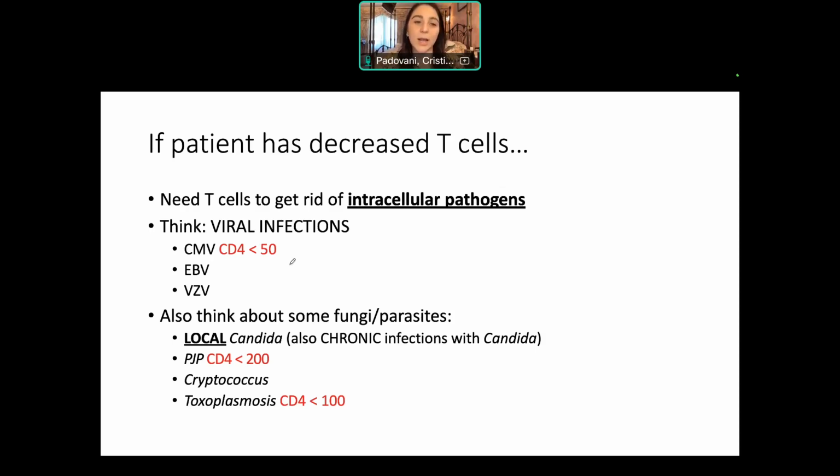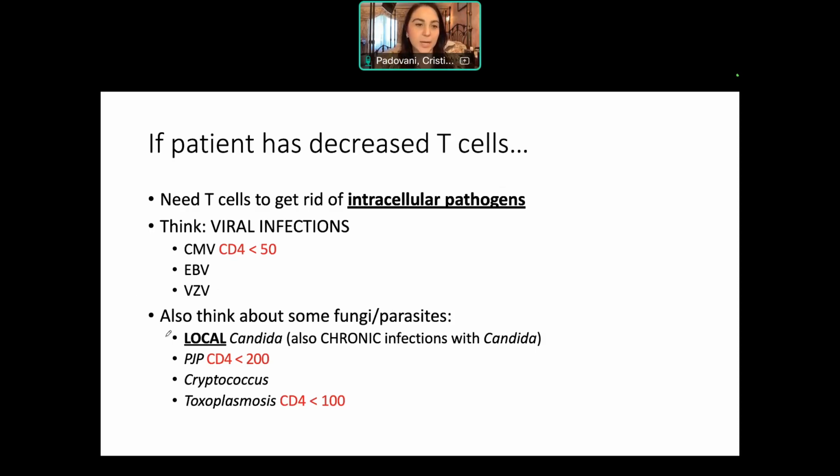If you have a CD4 count less than 50, like in the vignette, and you'll see this with the questions that we do at the end, some of the questions give you the CD4 counts. So if you have a CD4 count less than 50, I want you to think about CMV. There's another one I didn't put on here, Mycobacterium avium complex. That's another one less than 50. Then Epstein-Barr, VZV. You can also think about more fungi and parasites.